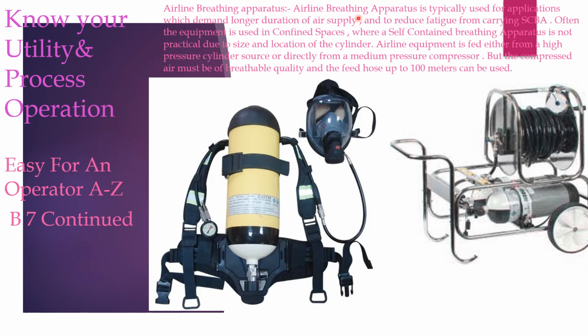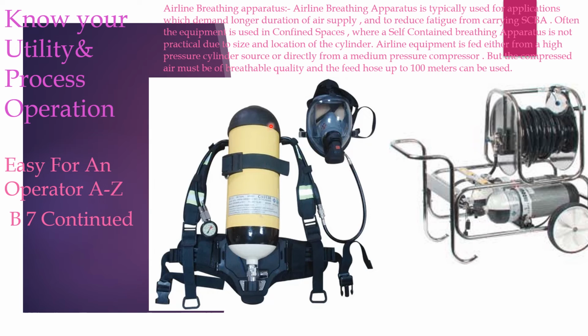Airline breathing apparatus. Airline breathing apparatus is typically used for applications which demand longer duration of air supply and to reduce fatigue from carrying an SCBA. Often the equipment is used in confined spaces where a self-contained breathing apparatus is not practical due to the size and location of the cylinder. Airline equipment is fed either from a higher pressure cylinder source or directly from a medium pressure compressor, but the compressed air must be of breathable quality and the feed hose can be up to 100 meters.